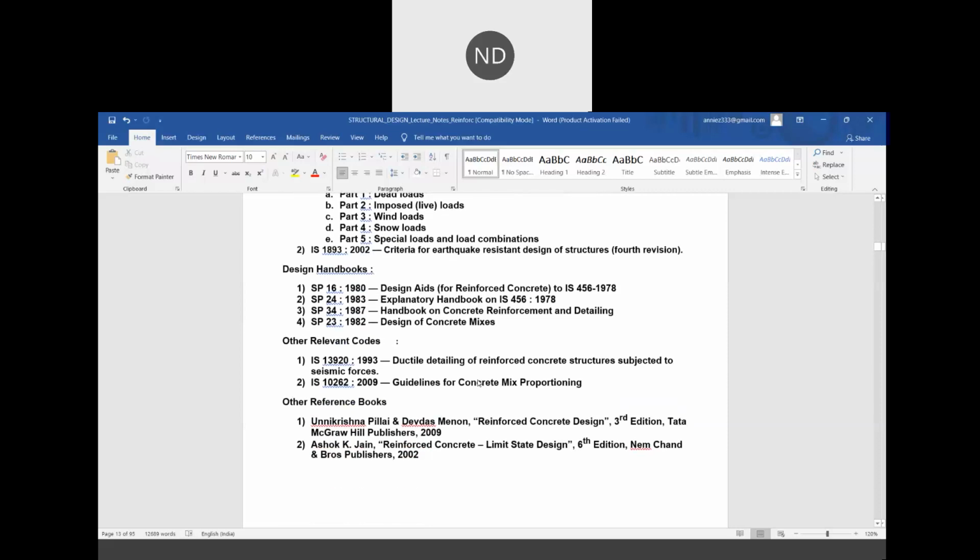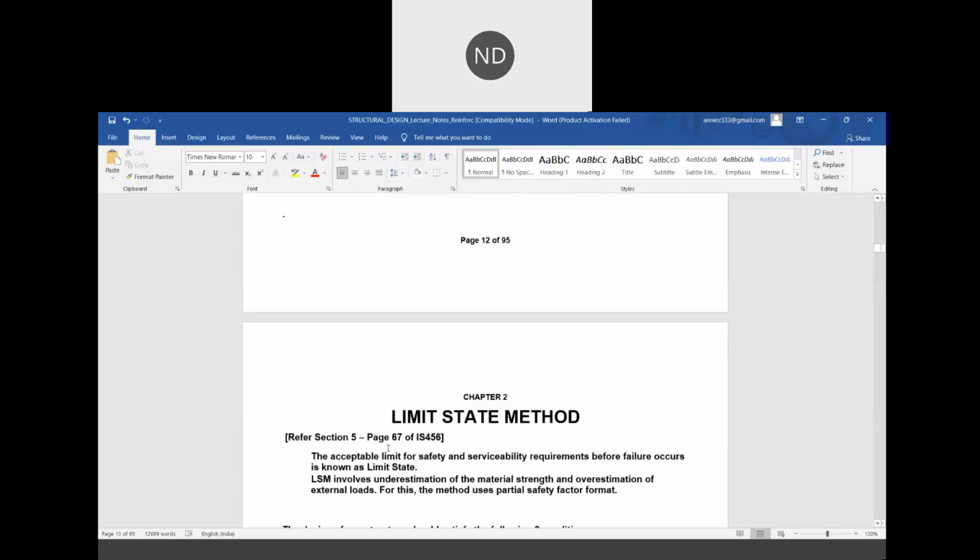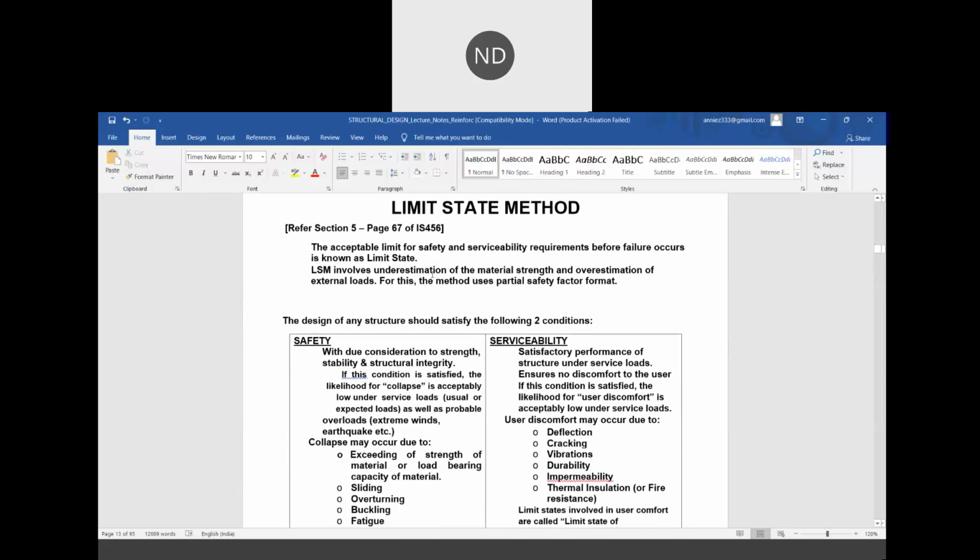Then we have other reference books. Okay, these are your books. Then we come to your limit state method. Now we will have different methods. First of all, we need to know what the limit state method is.